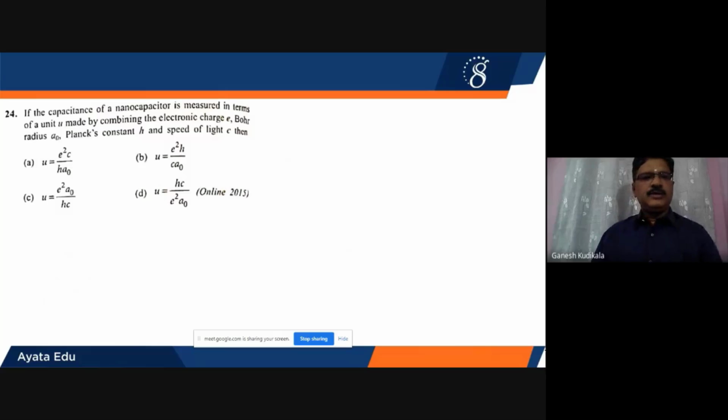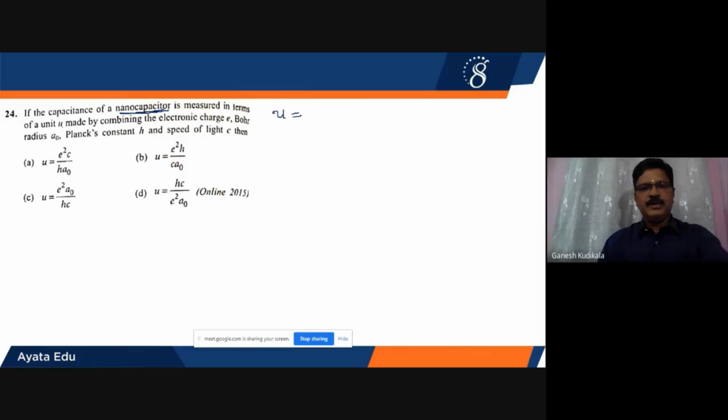In this question, he is asking to find the capacitance of a nano capacitor. Nano capacitor means its value, so when we are dealing with the relations here, the value is not required for us. It's measured in terms of units U. Therefore, capacitance unit is U. Therefore, U can be considered as capacitance, depending upon the electronic charge E, Bohr's radius A naught, Planck's constant H, and speed of light C. So we want the relation for capacitance itself.